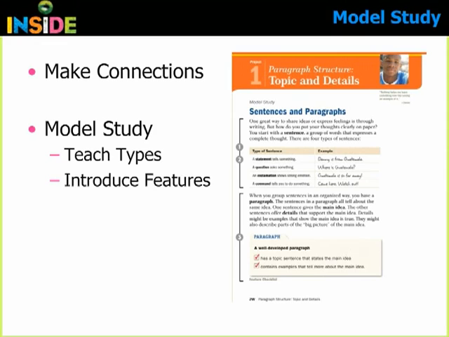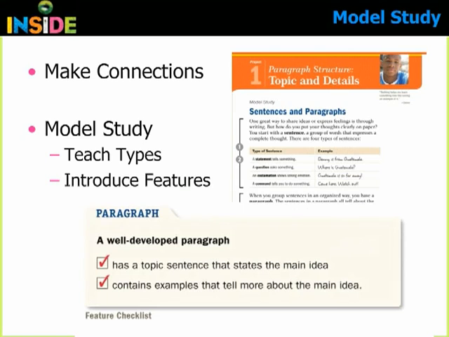Every writing project in Insight will begin with a model study. First, students make connections to the type of writing they will be doing. Then it's time to teach the writing type and introduce specific key features. A feature checklist is provided for each writing project. Ms. Parker likes to recreate these checklists on chart paper and post them in the room as a reminder for students while they work on the project. These checklists get to the heart of the writing form.